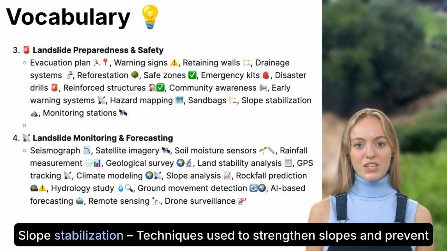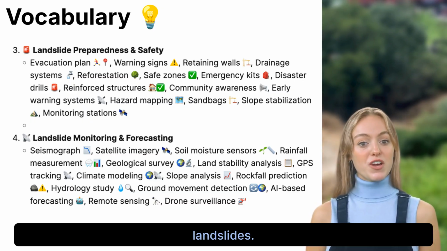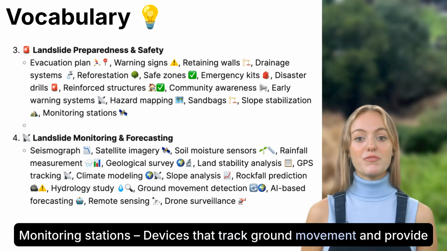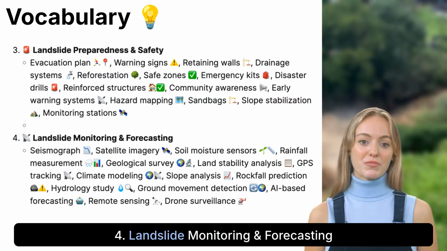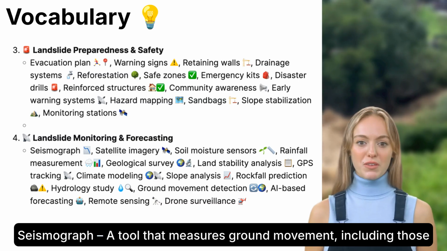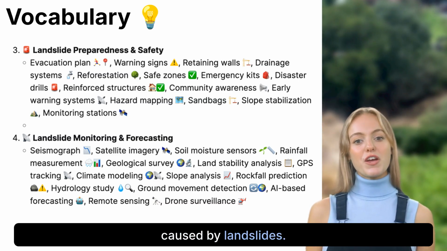Slope stabilization. Techniques used to strengthen slopes and prevent landslides. Monitoring stations. Devices that track ground movement and provide data on landslide risks. 4. Landslide monitoring and forecasting. Seismograph. A tool that measures ground movement, including those caused by landslides.